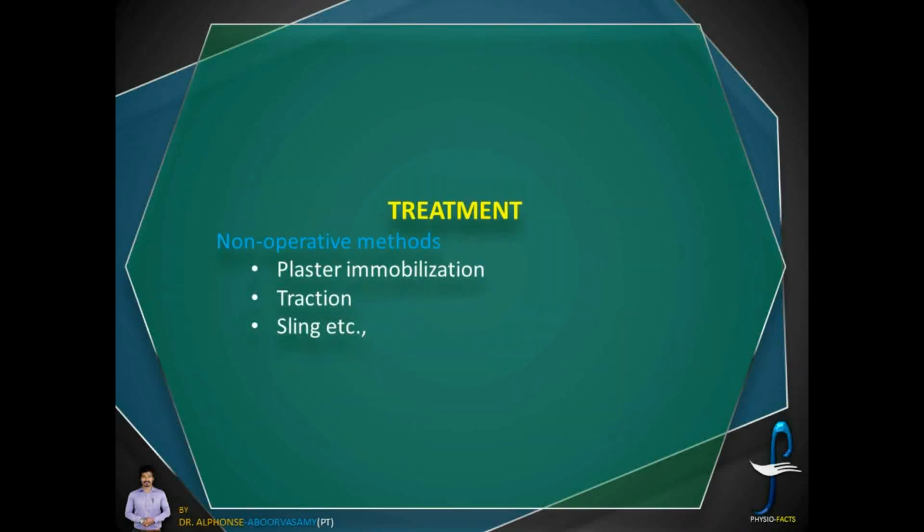Treatment. Non-operative and operative treatment. In non-operative treatment, plaster immobilization, traction, sling, etc., as conservative management. Usually, a fracture in children will heal faster.